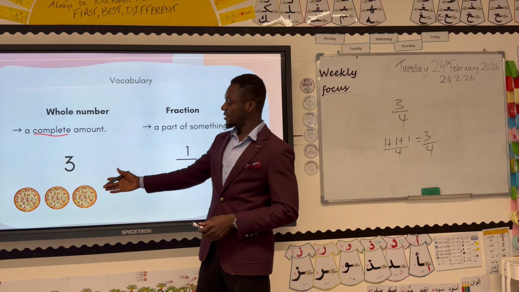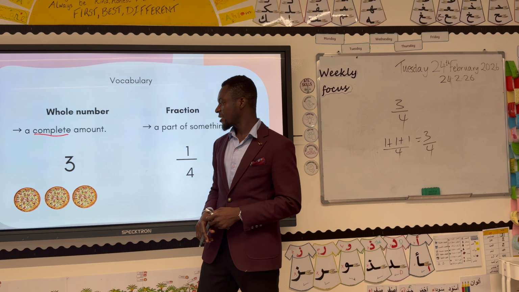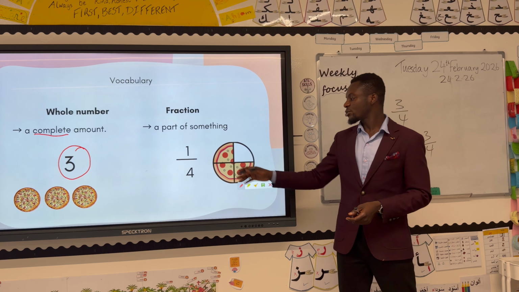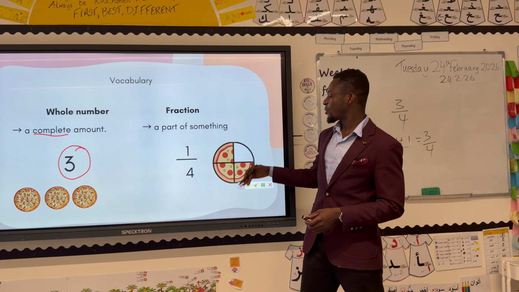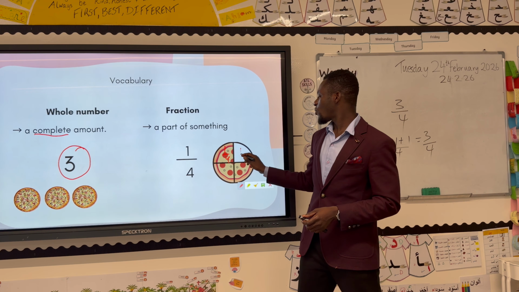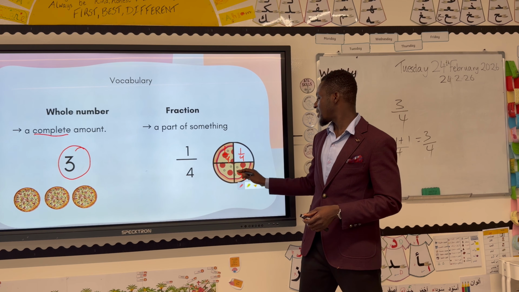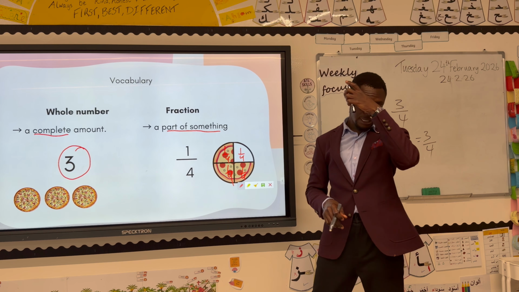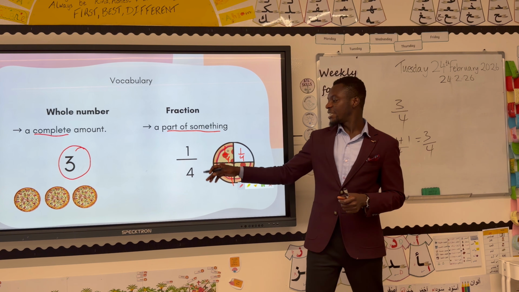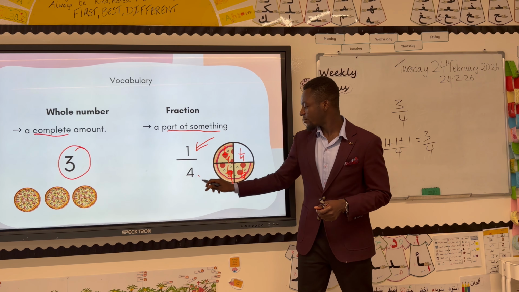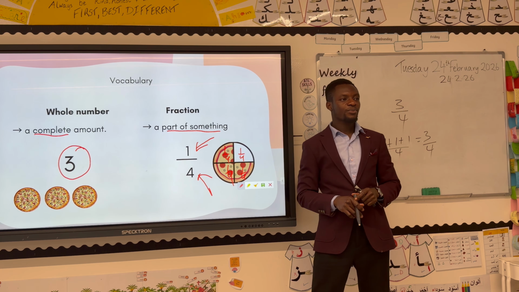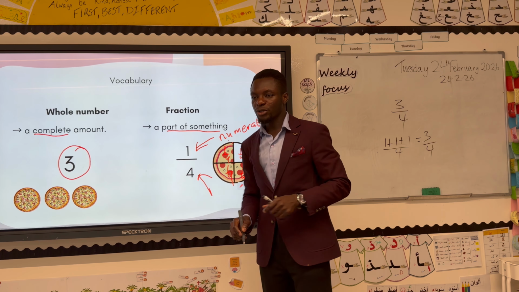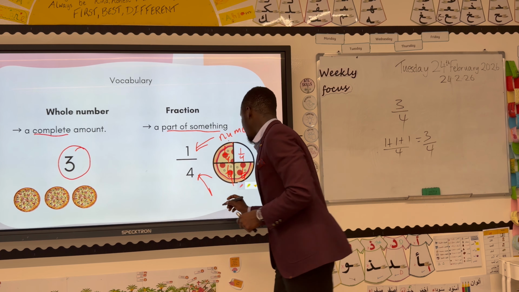So let's look at our pizzas here. We have 3 full pizzas representing the whole number 3. And then when we take one of the pizza, divide into 4 equal parts, that means that this represents our fraction. So we have 1/4, 1/4, 1/4, and then 1/4. Okay? So part of something. That represents our fraction. Can we come out with the names given to these numbers on top and at the bottom? Yes, on top. Numerator. And at the bottom, yes, Rex. Denominator.